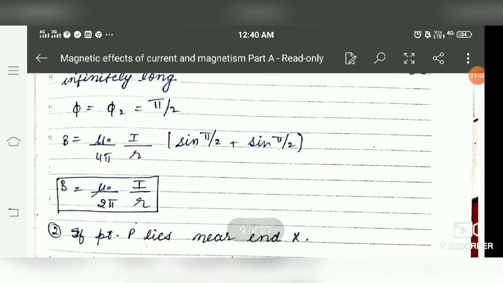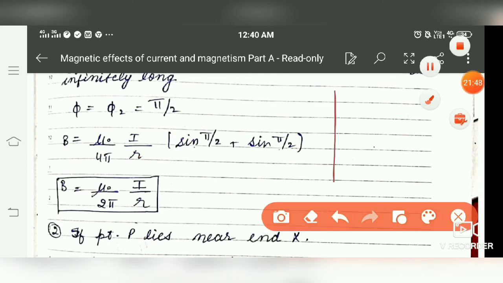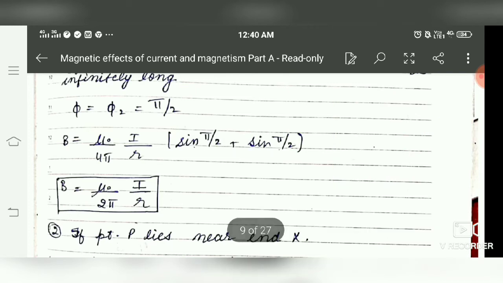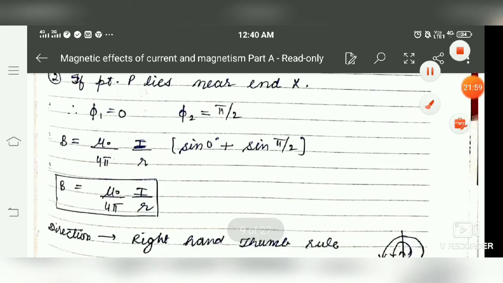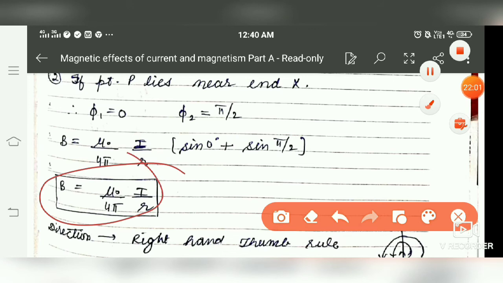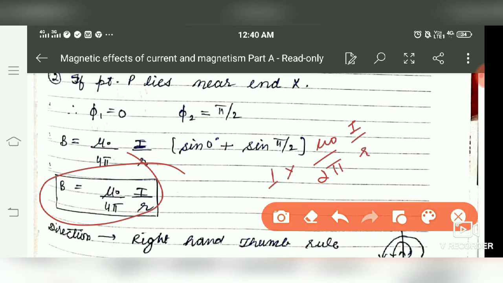If P lies near to one end, say this is the wire and P lies here, then phi 1 equals what? 0, but phi 2 equals 90 degrees. So in that case we get half of the above value. The above value was mu naught upon 2 pi IR, so in this case we get half of this, which is mu naught upon 4 pi IR.